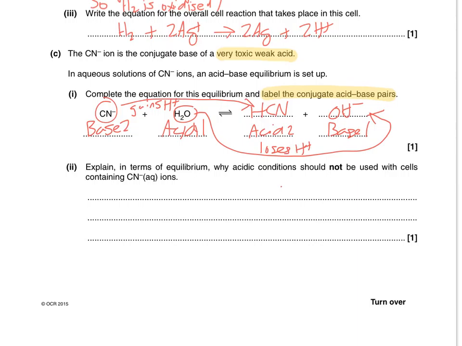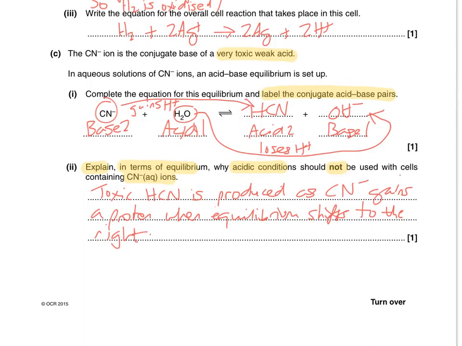So then it asks us to explain, in terms of equilibrium, why acidic conditions should not be used with cells containing CN minus. So the toxic HCN is produced as the cyanide ion gains a proton when the equilibrium shifts to the right.